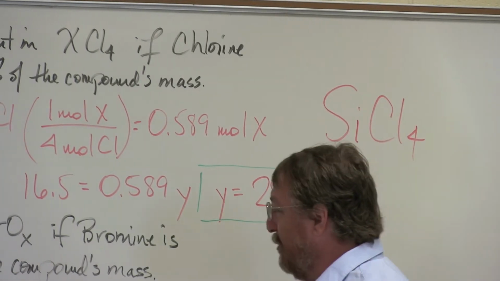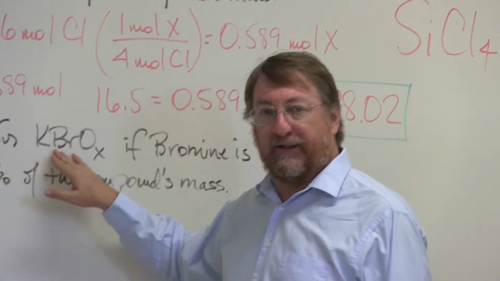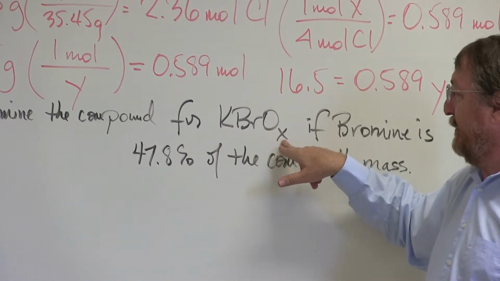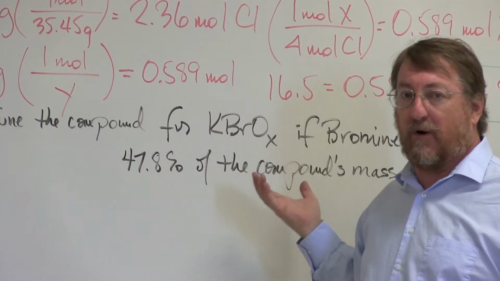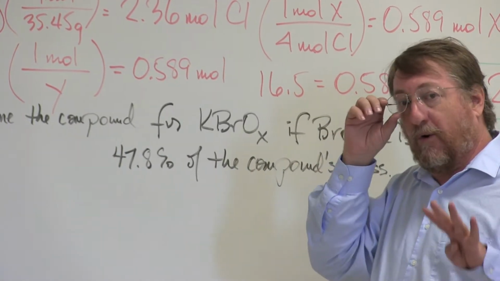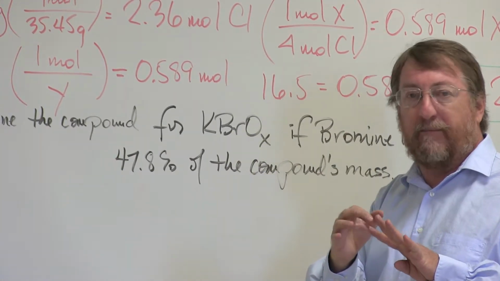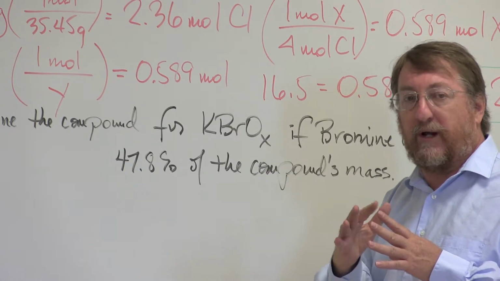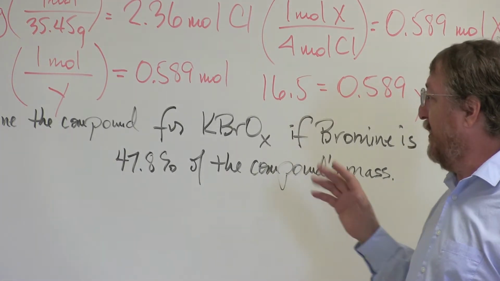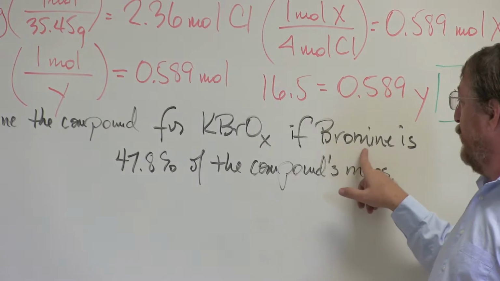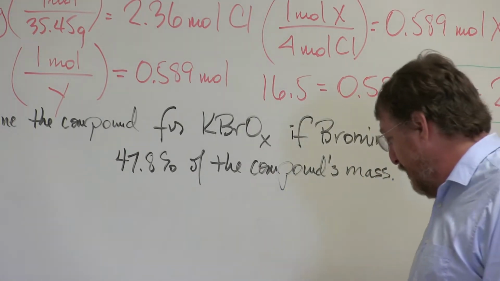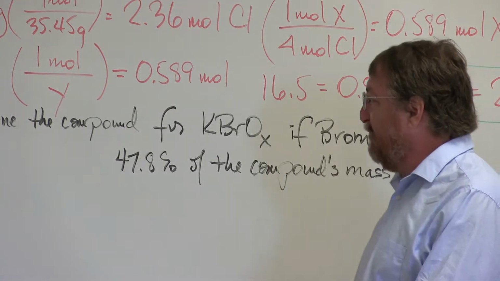All right, let's do a similar problem where we know all the elements in this case. So we're going to determine the compound for KBrOx. Well, there's lots of KBrOs because there are 4 polyatomic ions that involve Br and O. So it could be BrO, BrO2, BrO3, BrO4. So we're going to figure out which one of these it is. The bromine is 47.8% of the compound's mass. So we have bromine 47.8.